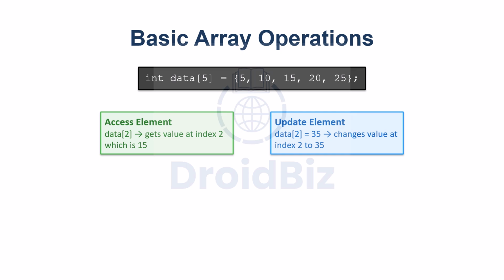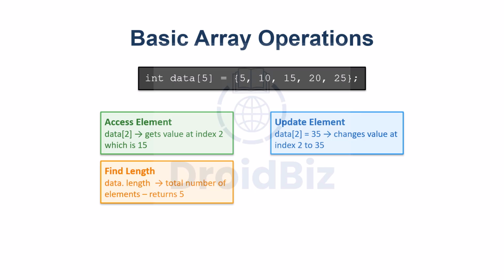Second, we have update element. This allows us to change the value at a specific position. For example, data at index 2 equals 35 means we are changing the value from 15 to 35. This is also very fast. Third, we have find length. This tells us how many elements are currently in the array. In most programming languages, we use something like data.length, which returns 5 in our example.